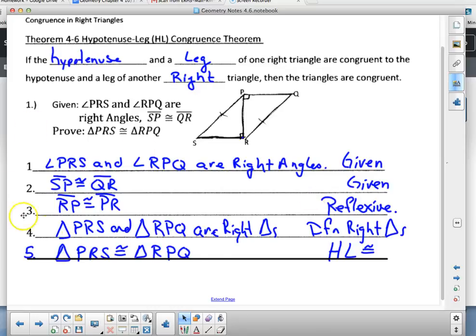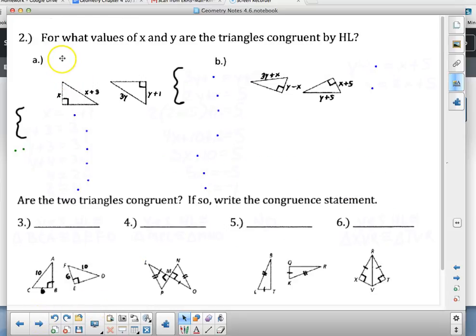Okay, that's what we'd be doing as a proof, and this was our first time with it, so don't stress out about it, but we have to make sure that we know they're right triangles before we can use HL. Now, as I said earlier, we're going to be working with lining up corresponding points and being able to use systems of equations. For what values of x and y are the triangles congruent by HL?